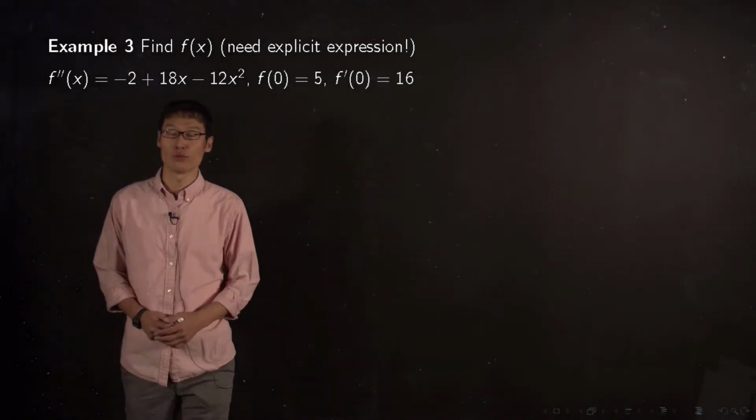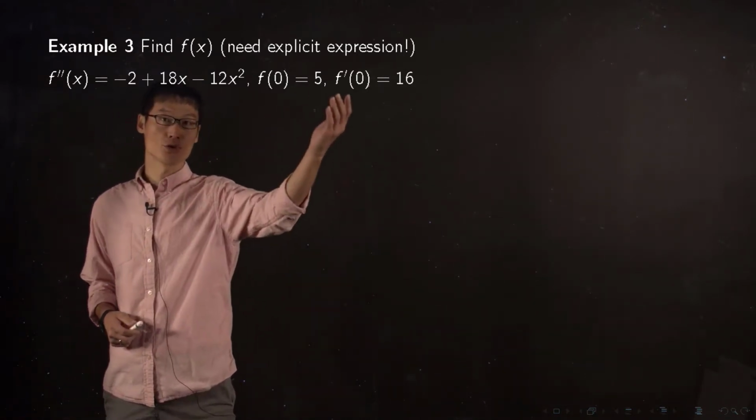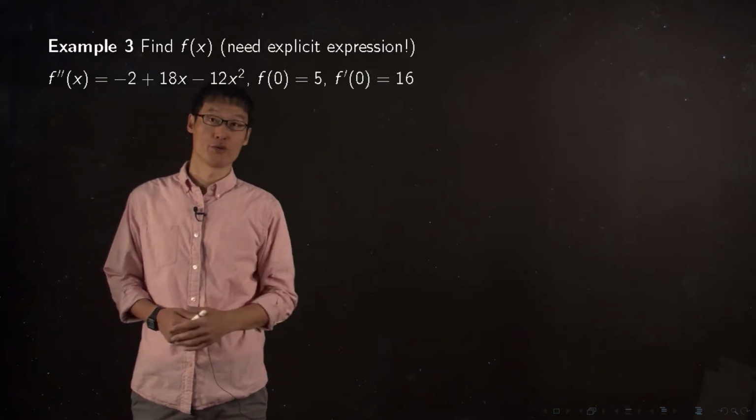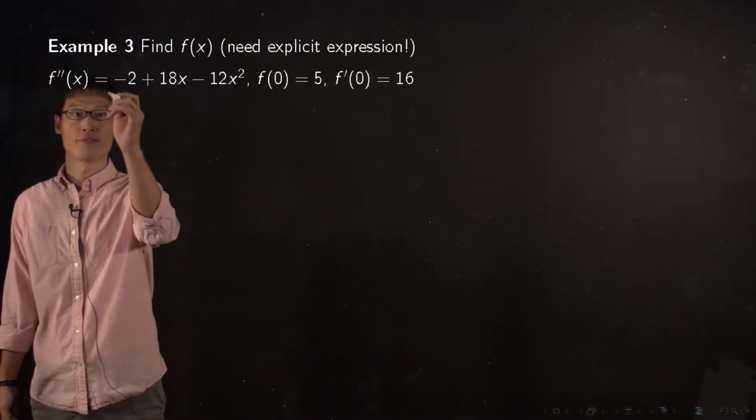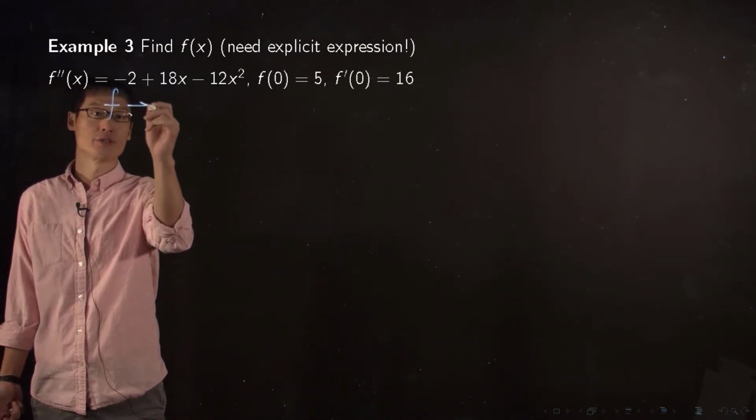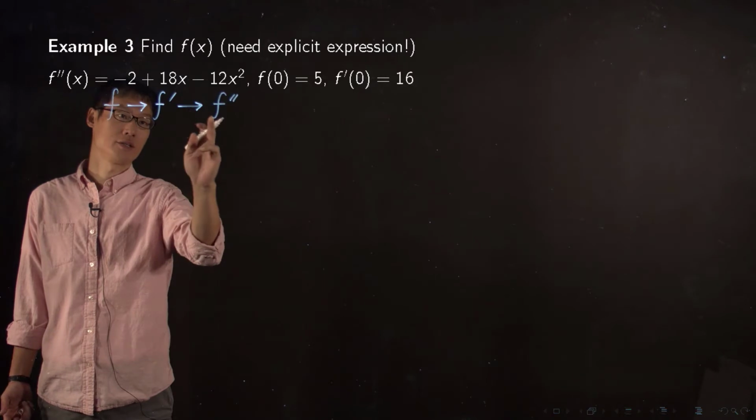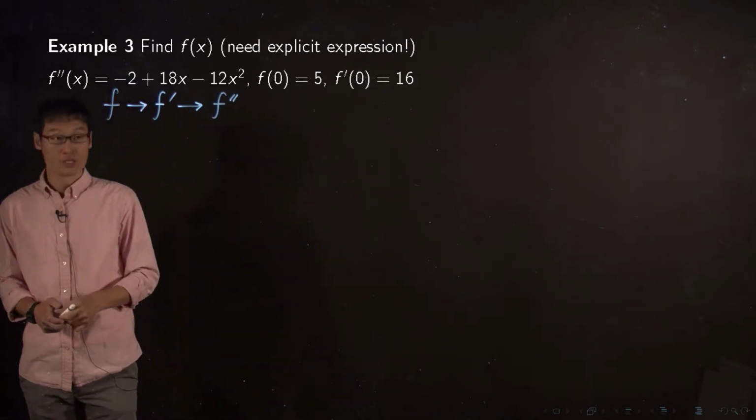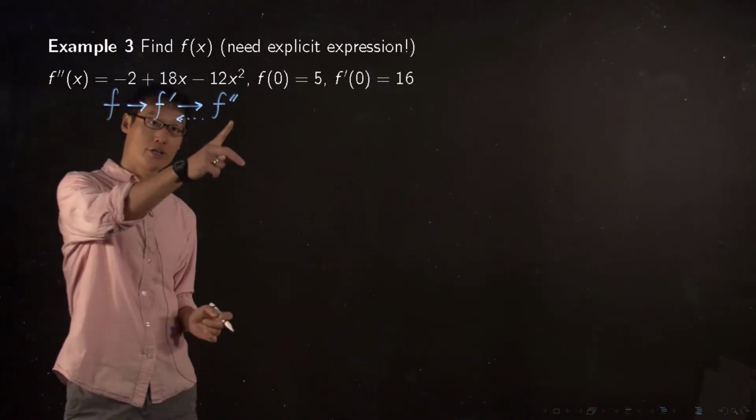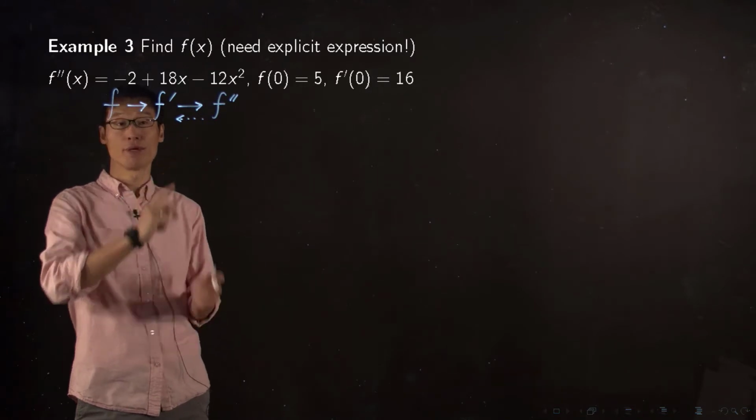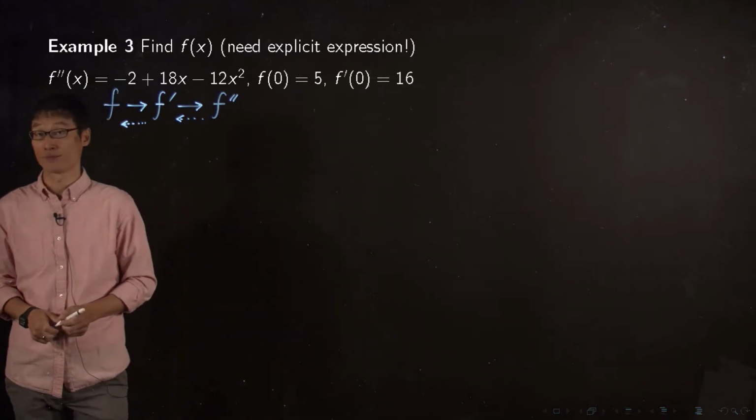So in this example, we want to find f explicitly using the condition f(0) equals 5, f'(0) equals 16. Basically, we have a diagram. If you take the derivative of f, we get f prime. Then take the derivative further to get f double prime. Now that f double prime is given, we want to go backward and take the antiderivative of f double prime to get f prime. And then eventually, we take the antiderivative to get the original function f.